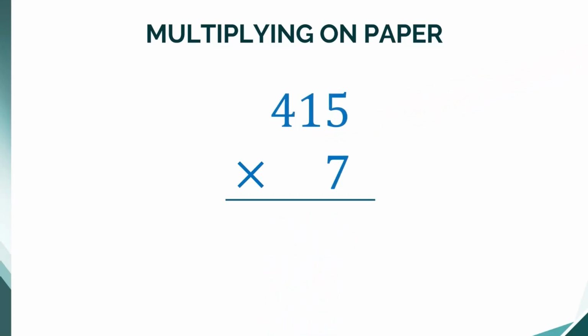If we were to do 415 times 7, of course, we're going to focus on the 7 and 5 first. And 7 times 5 is 35. But we can't have 35 down here. Remember, you have to operate one digit at a time, specifically with the unit digit of the 35. So we're going to keep the 5 down there, and we're going to move the 3 up here.